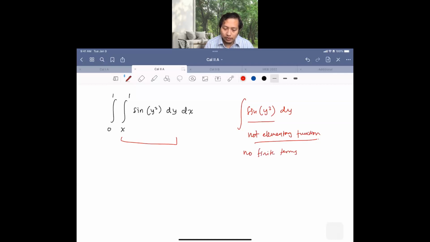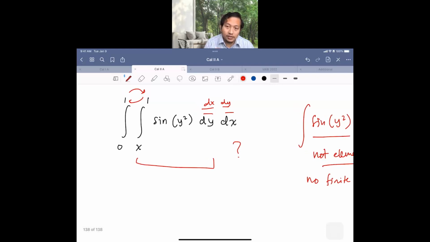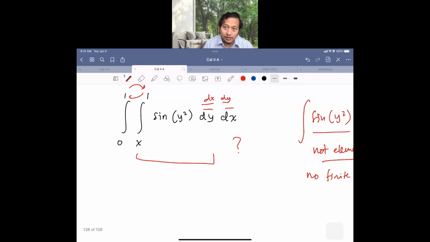So suppose we are going to evaluate this. What can we do? Perhaps if we change this order, it becomes dx dy. Then perhaps we can solve this. If this is dx dy, sine y squared dx, we can integrate, right? We can just multiply with x. That's the integral for dx. But how can we change the order for the double integral, the endpoints?